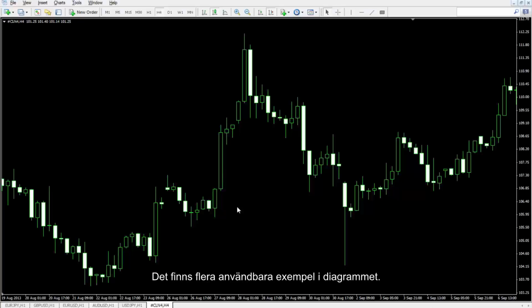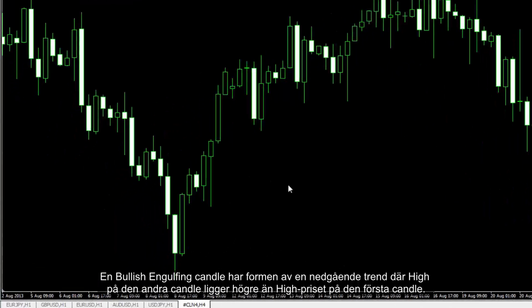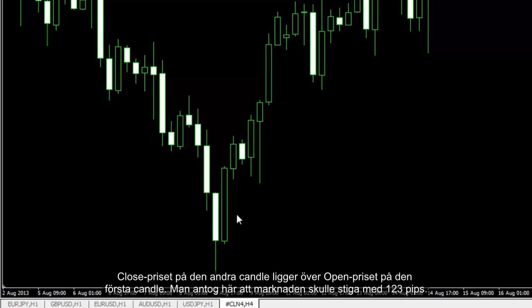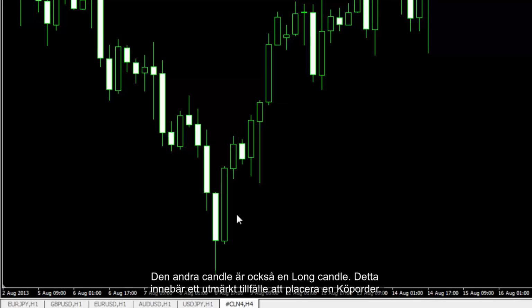There are multiple useful examples on a chart. A bullish engulfing candle has formed on a downward trend, in which the high of the second candle is above the high price of the first candle. The close price of the second candle is over the open price of the first candle. It was thought the market would rise 123 pips higher. The second candle is a long candle too. It was a great point to place a buy order.